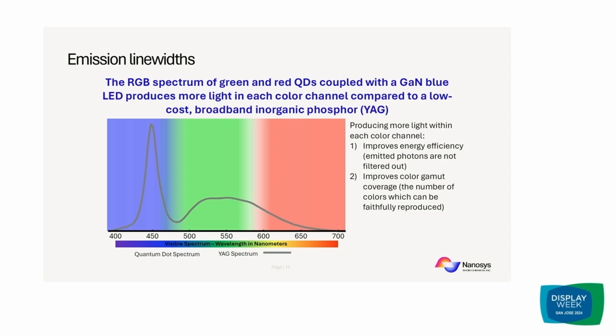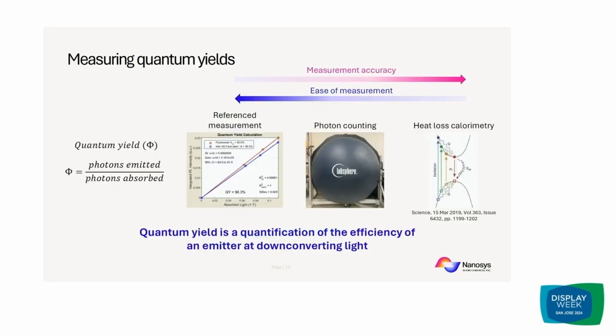The second is obviously that if you have any spectral bleed through of wavelengths off of your color channel, you're going to decrease the number of colors that you can reproduce from those three channels of blue, green, and red. So peak wavelength is one thing that's important, quantum yield is the other.